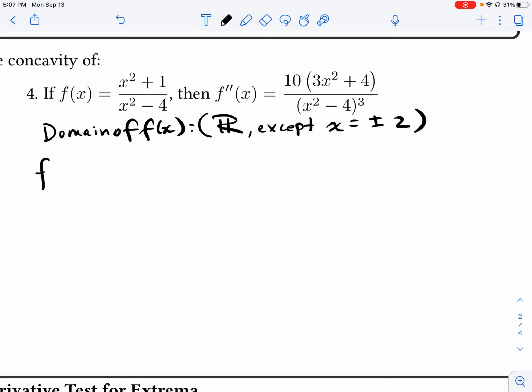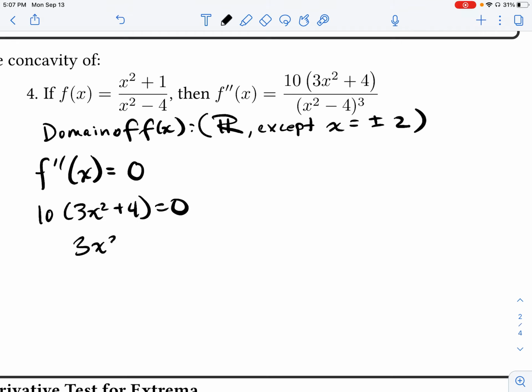Now, let's look at our second derivative and ask ourselves, is there any place where that second derivative would be equal to 0? If you're looking at this carefully, if we take just the numerator, for example, and set that equal to 0, this gives us 3x squared is equal to negative 4. Well, x squared is equal to negative 4/3. No value of x would ever cause this quadratic to be negative. So our second derivative can never be 0.